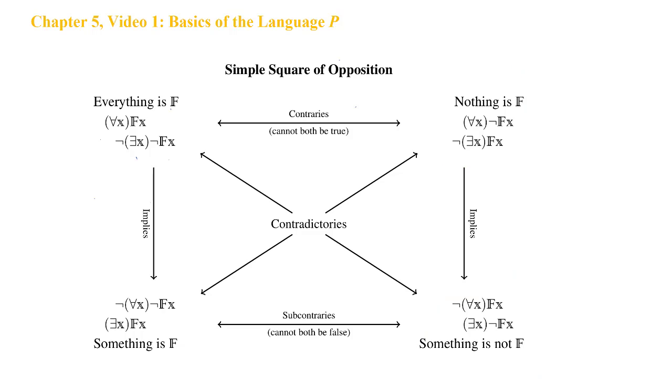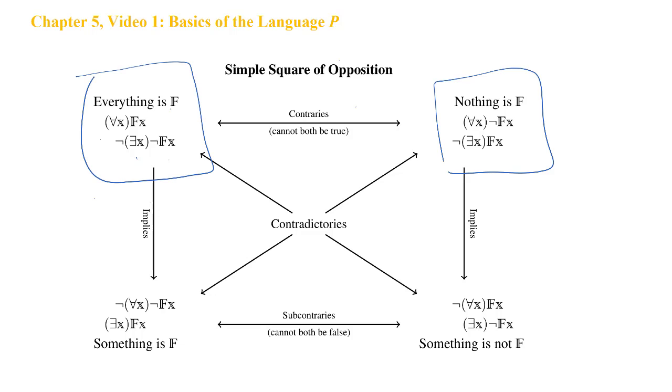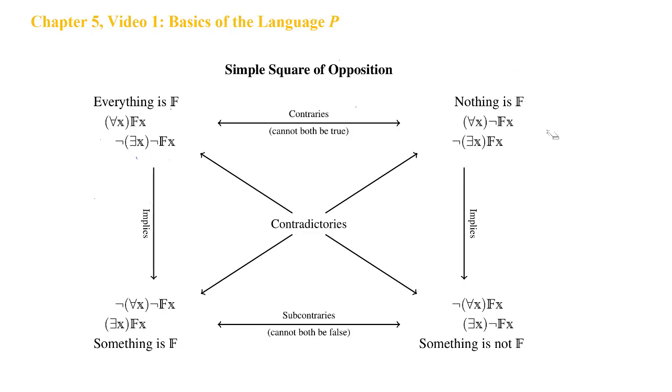There are also these horizontal relationships, which are a little bit more tricky, but not too tough. So for example, across the top, it cannot be the case that both those top corners are true. If everything is F is true, then it must be false that nothing is F. But it's also the case that if nothing is F is true, then it must be false that everything is F. So they cannot both be true. However, they can both be false.